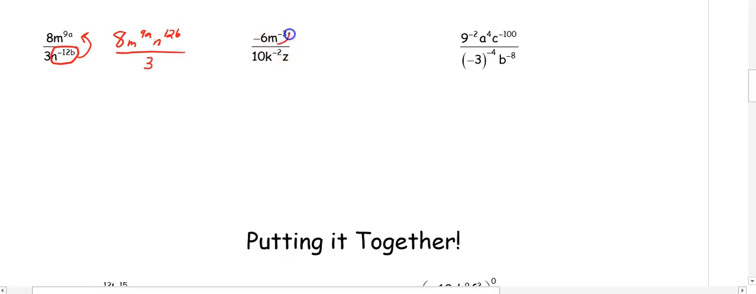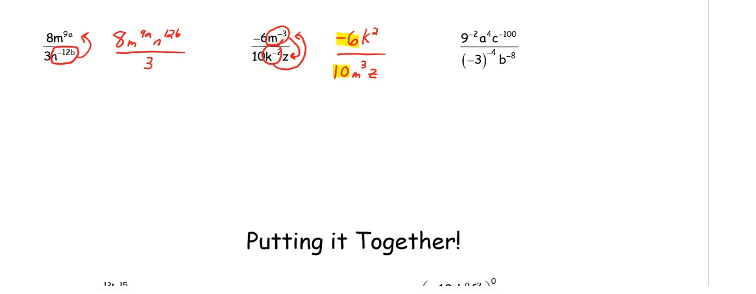In the next one, we have m to the negative third with a negative exponent that needs to move, and k with a negative exponent that needs to move. Everything else is going to stay in place. So we have negative 6 k squared over 10 m to the third z. Now, this time, negative 6 and 10 are divisible by 2, so we can reduce those numbers by dividing by 2, so we get negative 3k squared over 5 m to the third z.